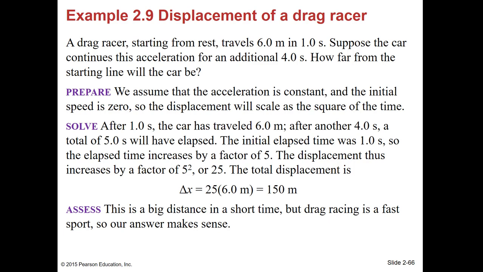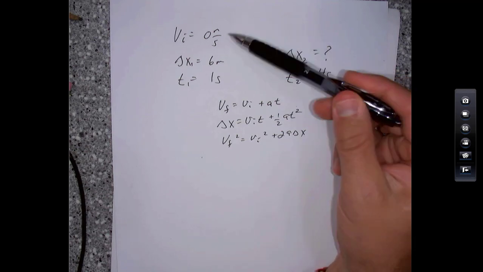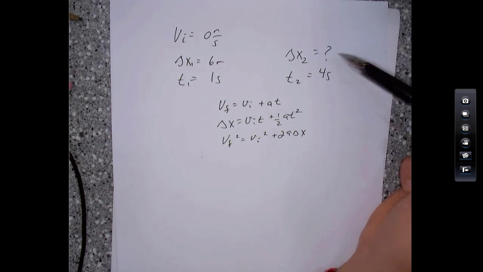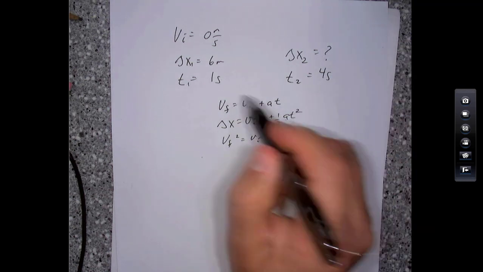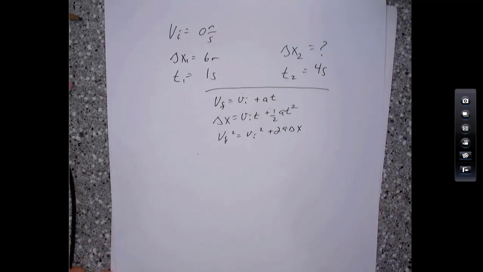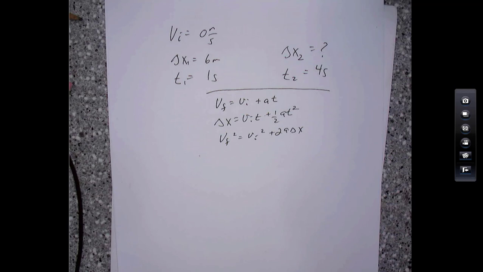So suppose the car continues its acceleration for an additional 4 seconds. How far from the starting line will the car be? Good, so you can do it in several ways. Draw a little picture if you want to, however you want to approach that. Let me write some information down and show you how I would solve this. Okay, so here's what we have. Starting from rest, you travel 6 meters in 1 second. We want to know how far you are after 4 seconds. So you have in the notes the way that the author solved it. I'm just going to do it a different way so you have another perspective on this.